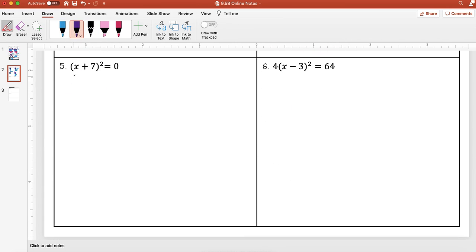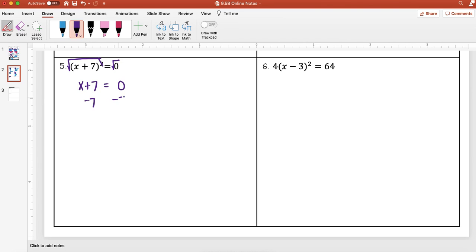Number 5 is really similar. To get rid of that squared term, I'm going to take the square root of both sides. You notice I'm doing this because I want to get rid of that square there. So when I do that, those cancel and I end up with just x plus 7 is equal to the square root of 0, which is just going to be 0 because 0 can't really be negative, so you don't need to put the plus or minus there.